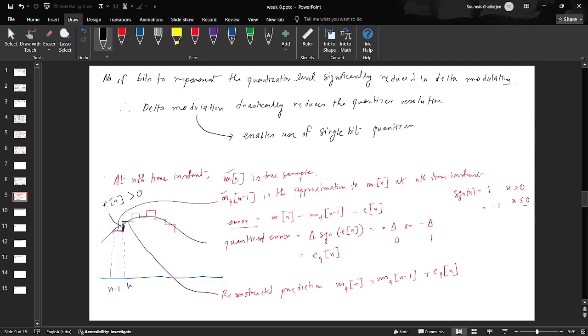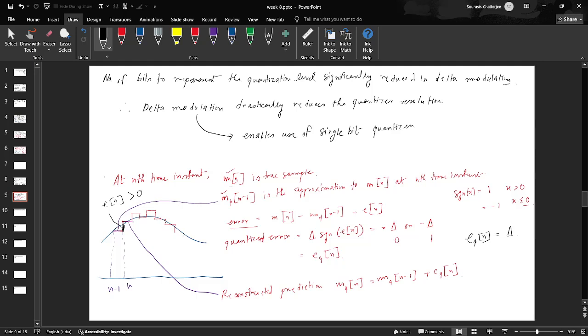So what is eq[n] going to be according to this quantized error, if you are using a single bit quantizer? eq[n] is going to be the sign function of some positive number, it's going to be delta here. So that signals your reconstructed prediction mq[n] is going to be your previous approximation, which is the approximation to m[n] at the nth time instant based on your previous value, plus this quantized error. So this increment.